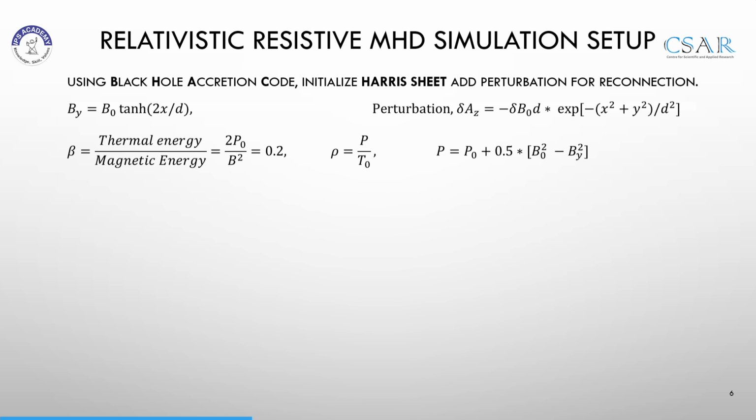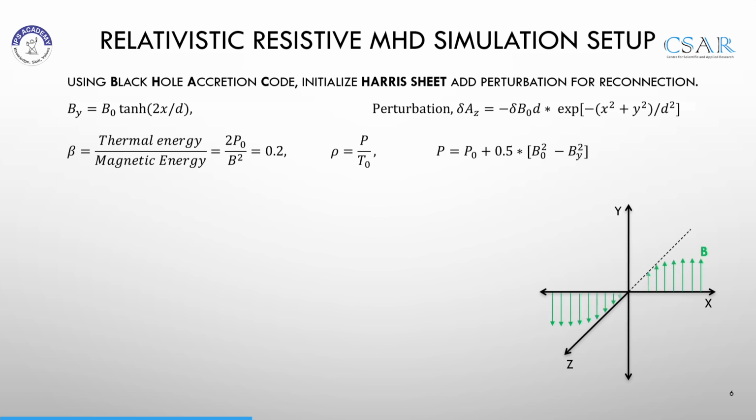We do a relativistic resistive MHD simulation. Use black hole accretion code, the BHAC code, and initialize with a Harris sheet. The Harris sheet has a tanh functional form, and we add a perturbation for reconnection. And the perturbation has a Gaussian form. Our plasma has a beta parameter of 0.2, which is the ratio of the thermal energy to the magnetic energy.